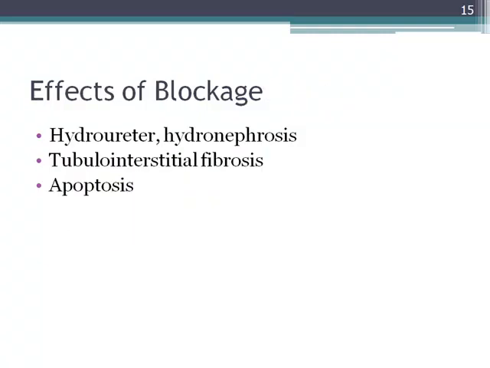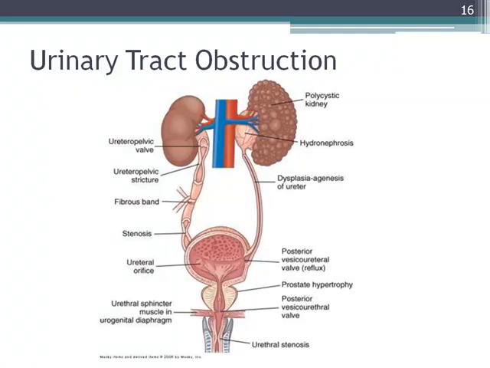When we have urinary blockage, though, we can get hydroureter, which is back up of fluid into the ureter. I have a picture of this. And hydronephrosis, which is back up of fluid into the kidney itself. Tubulointerstitial fibrosis, fibrosis of the tissue so that it ceases to function. If you have pulmonary fibrosis, your lung tissue changes. We talk about liver fibrosis, same thing, only now in the kidneys. And triggering of apoptosis, so we actually have death of cells if the obstruction is bad enough and prolonged enough.